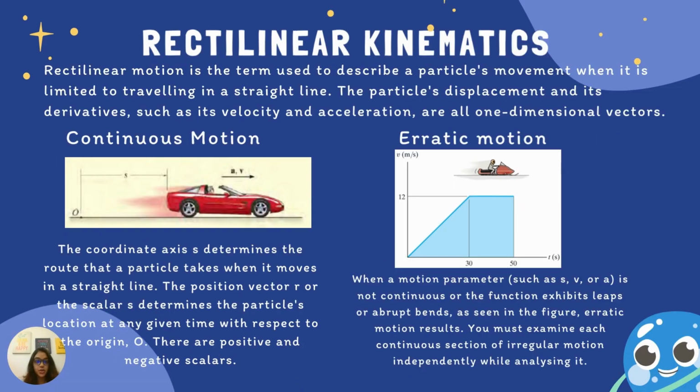Rectilinear motion is the term used to describe a particle's movement when it is limited to traveling in a straight line. The particle's displacement and its derivatives, such as its velocity and acceleration, are all one-dimensional vectors. Continuous motion. The coordinate axis S determines the route that a particle takes when it moves in a straight line. The position vector R, or the scalar S, determines the particle's location at any given time with respect to the origin O. There are positive and negative scalars.